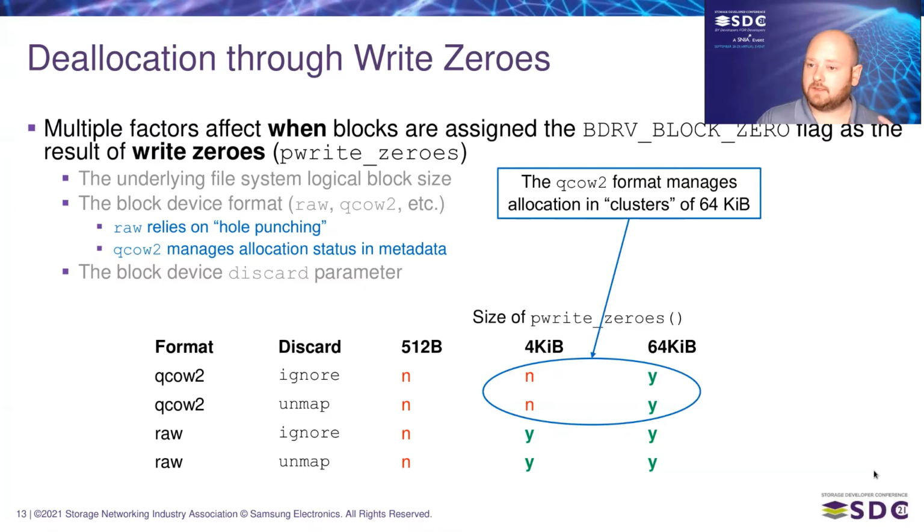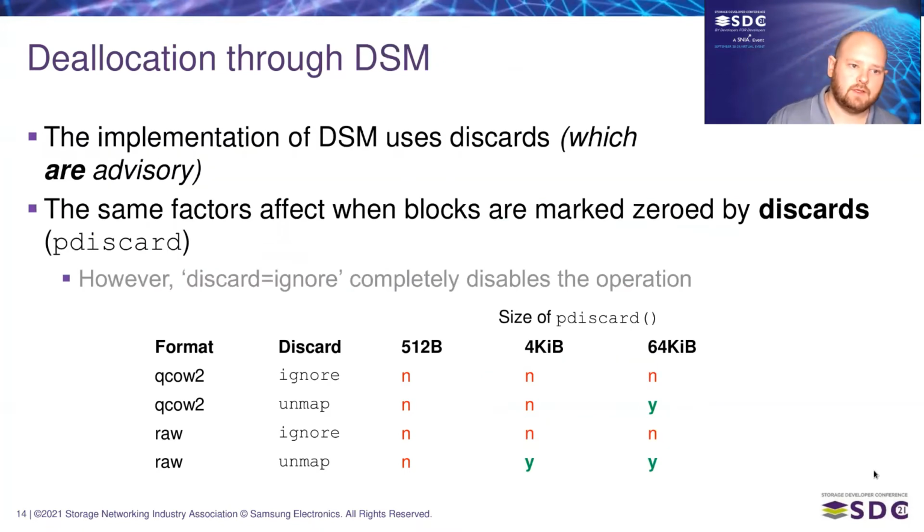You need to write zeros to a full cluster before this flag is actually set. But this is still good enough, because the write zeros command says that it may deallocate the block. It doesn't have to. Similar for DSM, which we have not implemented with write zeros, but with the discard. So it is advisory, like in the spec. And as we can see, this is where the discard parameter on the block device matters. If the discard parameter is set to ignore, then the discard will simply never go through the block layer to the underlying device. But again, this also works on the granularity of the underlying file system.